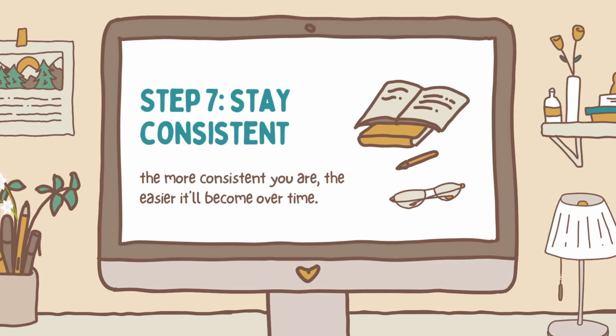Step 7, stay consistent. The key to budgeting is consistency. Make it a habit to track your budget weekly or at least once a month to make sure you are staying on top of your goals. The more consistent you are, the easier it will become over time.